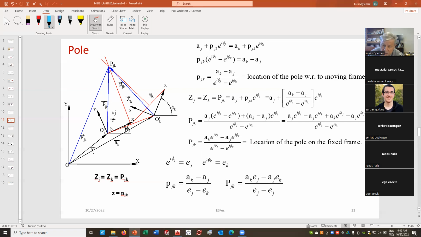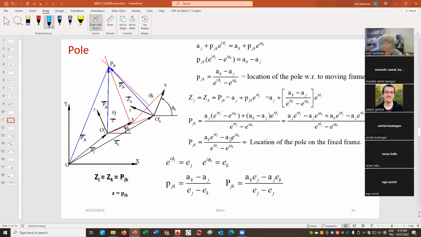This is what you measure. This small Pjk is measured from the moving reference frame. This capital Pjk is measured from the fixed reference frame. I'll tell you one thing. If the moving and fixed frames are coincident at the first position, the two will give you the same result in the first position only. Location of the pole in the fixed frame is this equation.